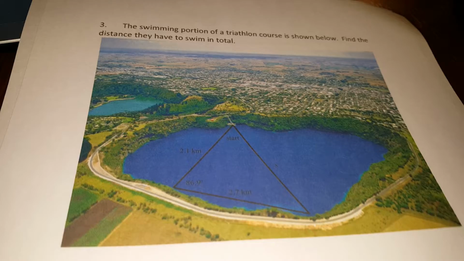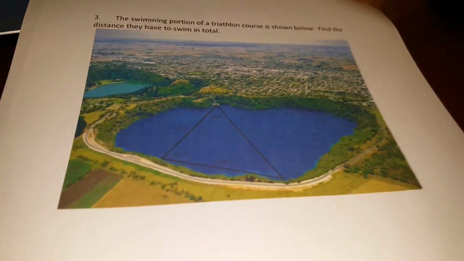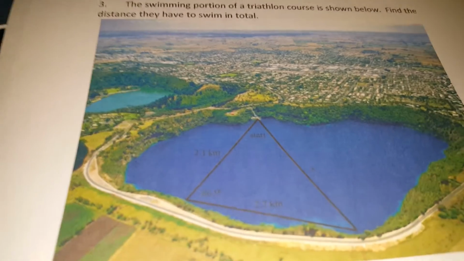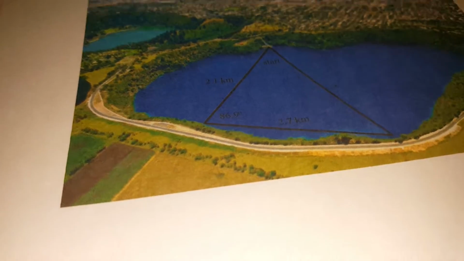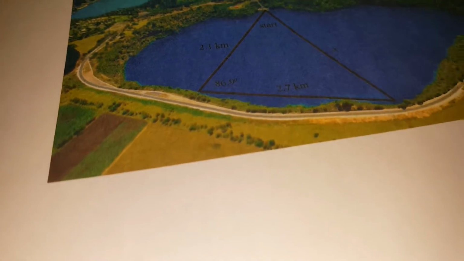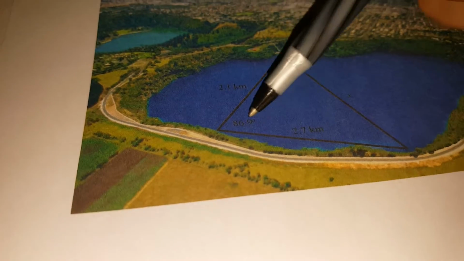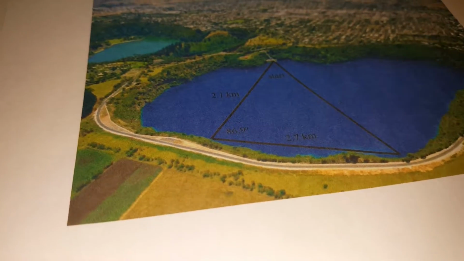The swimming portion of a triathlon course is shown below. Find the distance they have to swim in total. So here's our start. I don't know how well you can make that out. So here's our start. This is 2.1 kilometers. This is 2.7 kilometers from this point to this point. This is an 86.9 degree angle.